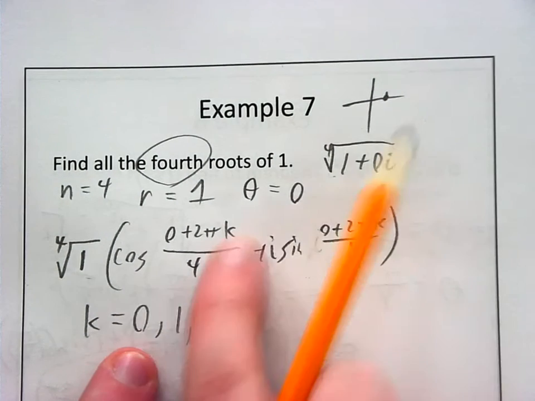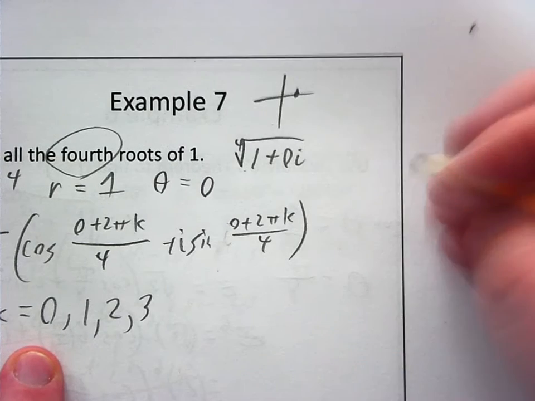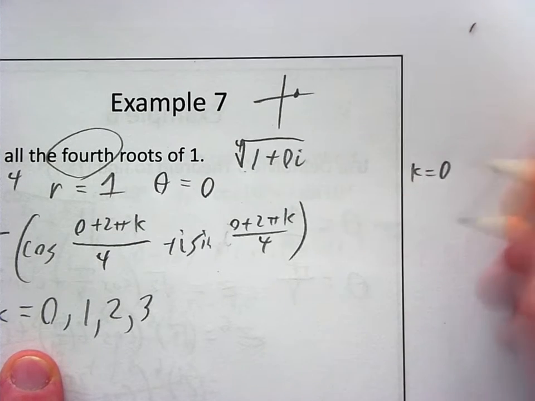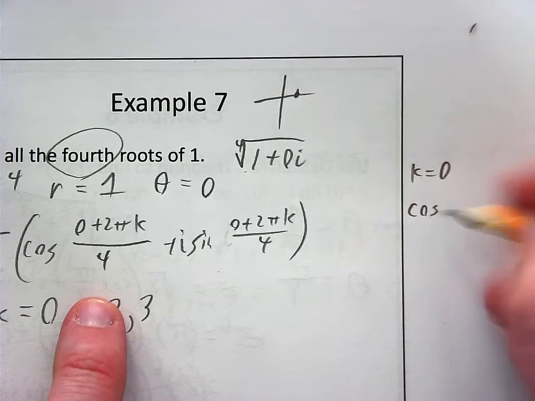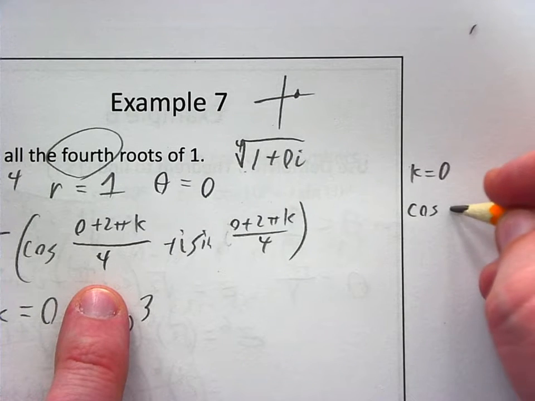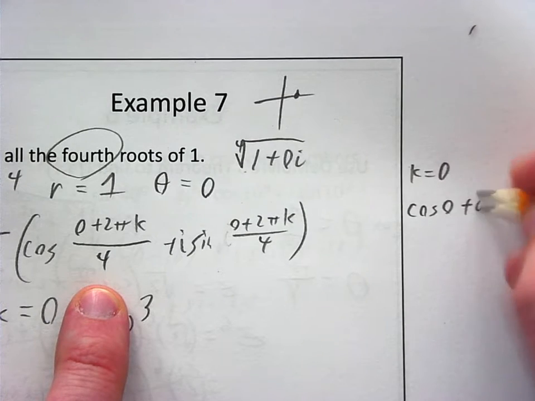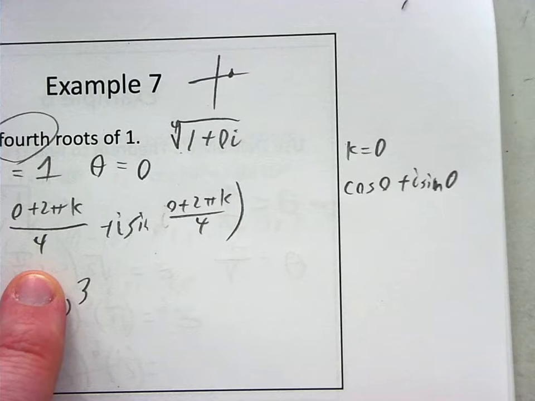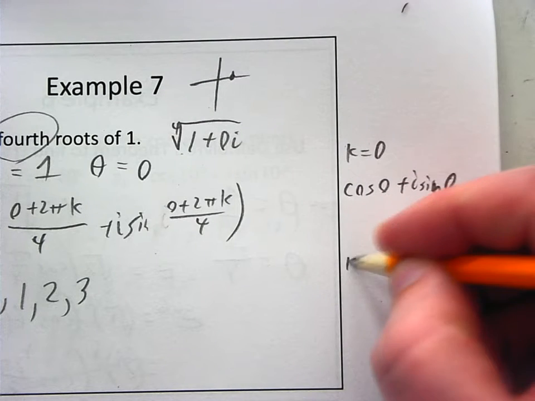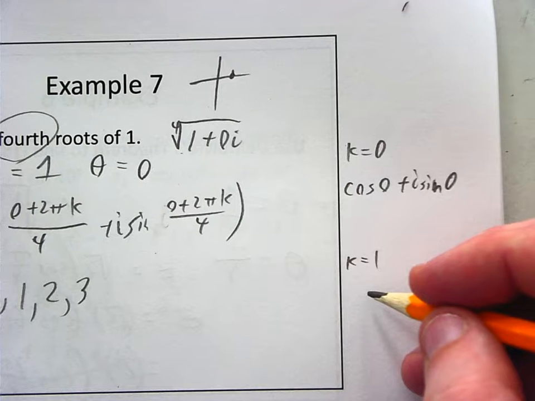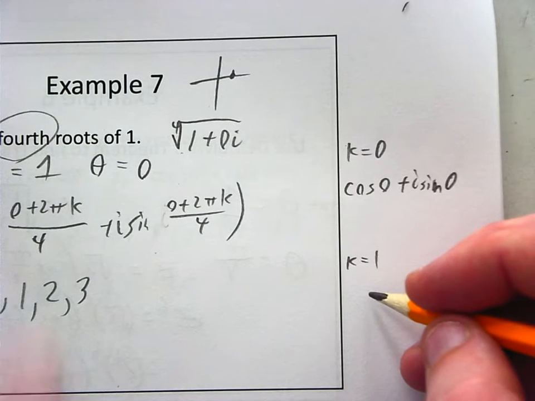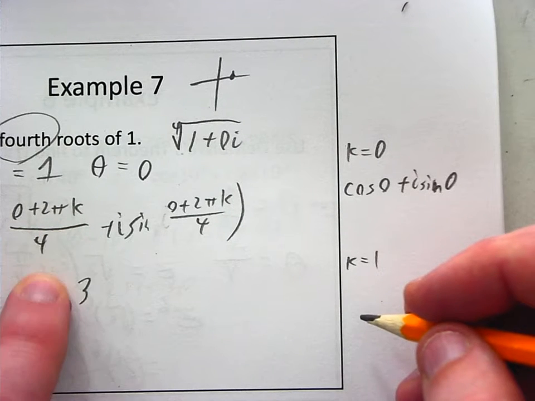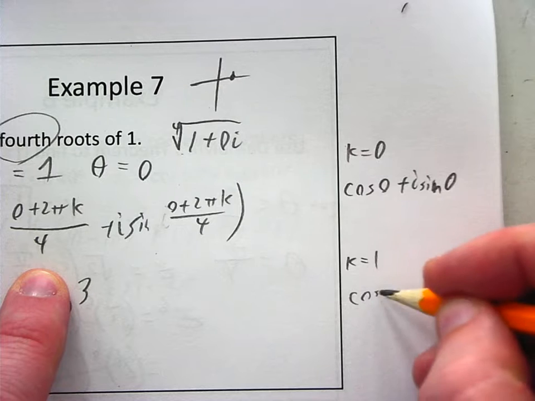So what this is saying is if I plug in 0, so I'm going to do these circumstances over here. So when k equals 0, okay, well, what's my numerator going to turn into? 0. 0 over 4 is just 0. So I have cosine of 0 plus i sine 0. Okay. Then do it for 1. What do you get? Yeah, you're going to put in 1 for k, right? 0 plus 2 pi times 1 is just 2 pi. 2 pi over 4 is what? Pi over 2.